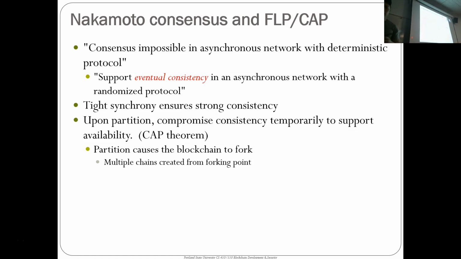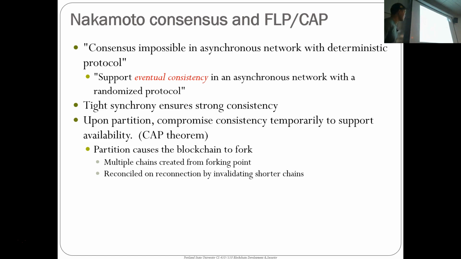So when a partition happens, it causes the blockchain to fork. If you cut the network in half, each of these subparts of the network are going to continue to run the Bitcoin protocol. They are basically going to create their own versions of the blockchain. They're going to fork, and there are going to be multiple chains created from the forking point. They were all consistent up until the partition, and then they're allowed to go off and operate on their own using whatever nodes are left over.